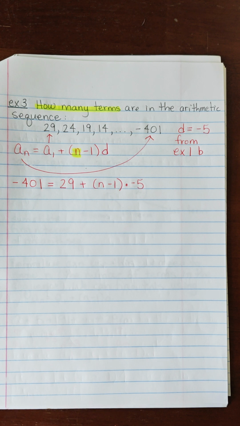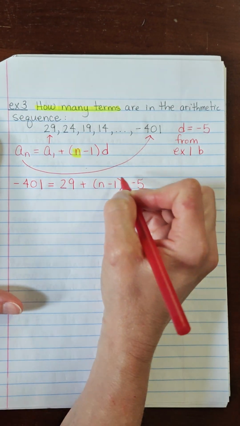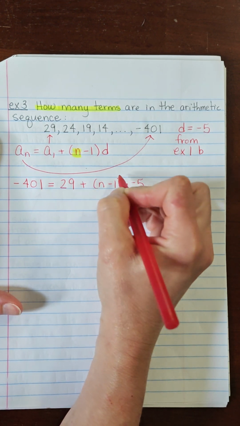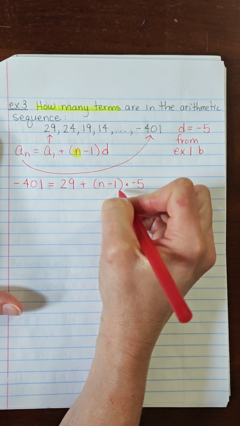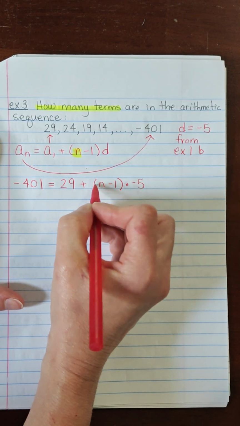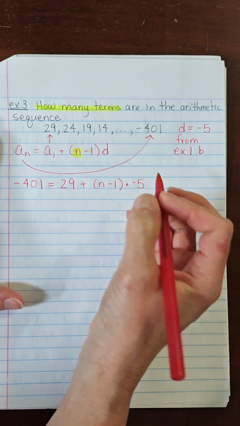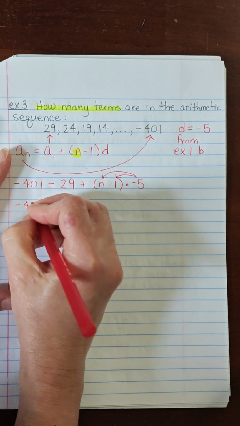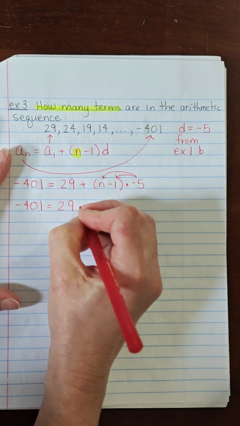All right, now you need some algebra skills for this one. But don't worry, we don't have a whole lot of algebra in this class. So if you feel like your algebra skills are a little weak, that's okay. We'll work our way through them together, okay? So with this, I'm going to start by distributing this multiplication through these parentheses. All right? Don't multiply this negative 5 times 29. It's only being multiplied by these two things inside the parentheses. So let's distribute that. So we get negative 401 equals 29.